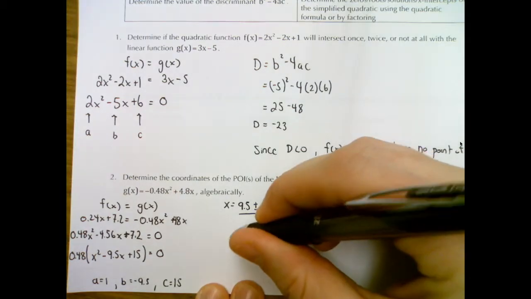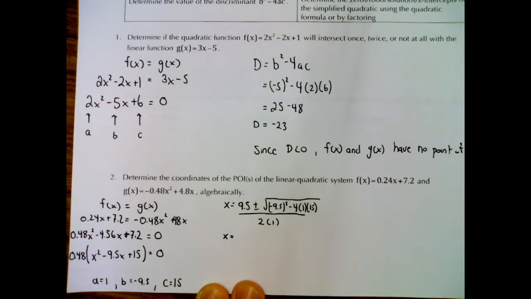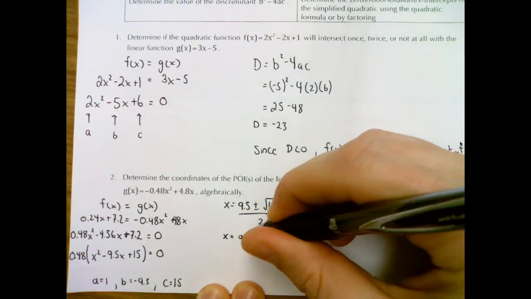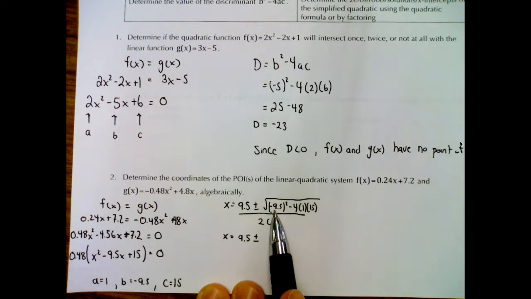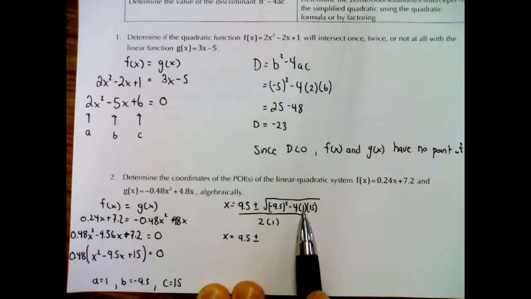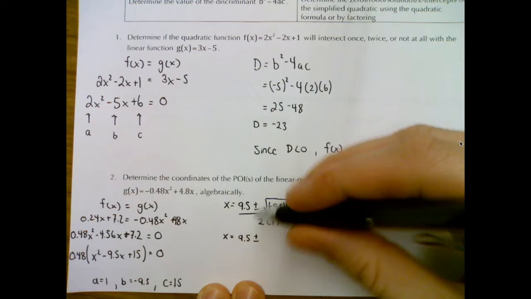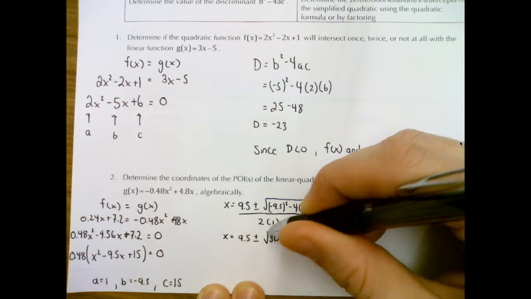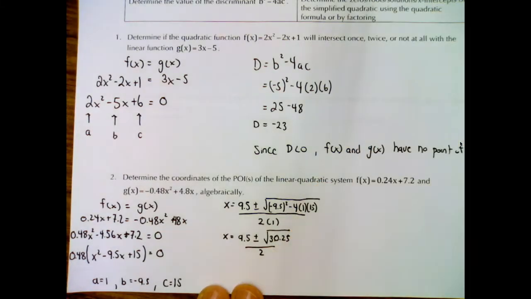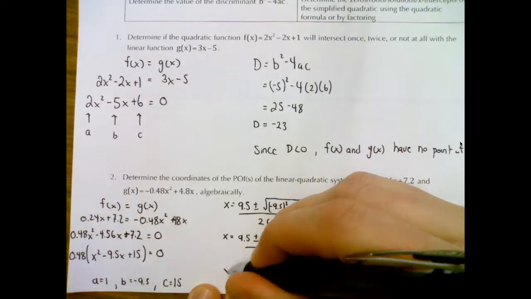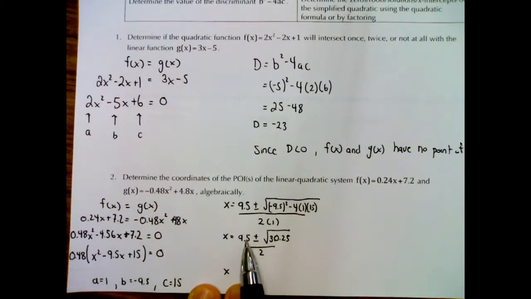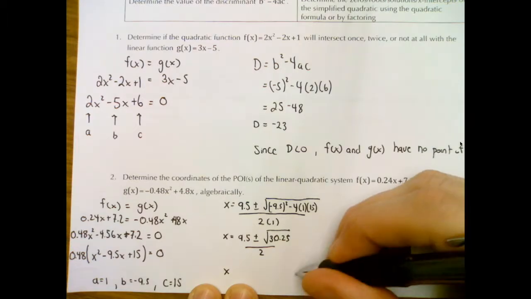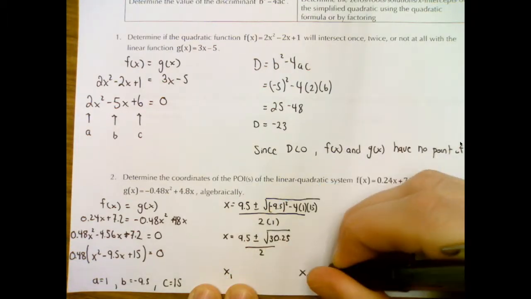And now we can do a little bit of math here. 9.5 plus or minus the square root of negative 9.5 squared minus 4 times 1 times 15 is 30.25. And that's under the square root. We're going to divide that whole thing by 2. And if I do this once with a plus, 9.5 plus the square root of 30.25 divided by 2, and 9.5 minus the square root of 30.25 divided by 2, I'll get two different x's. And I call them x1 and x2.